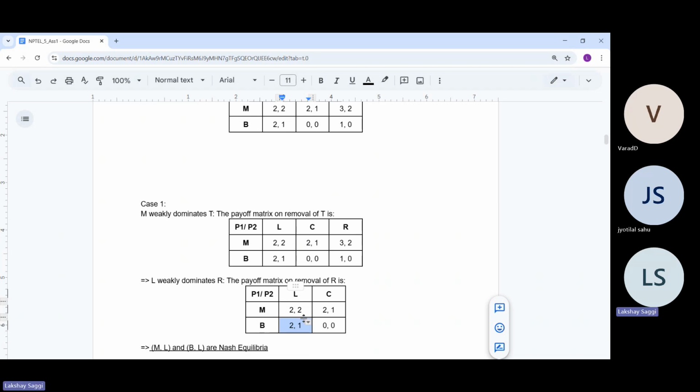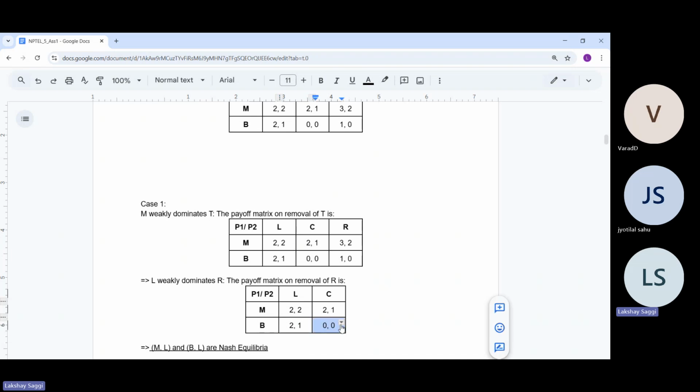For the column player, the initial payoff is 1. If the column player decides to switch, the payoff becomes 0. Since 1 is greater than 0, the column player would incur a loss by switching, so the column player again has no real incentive to switch. Neither the row player nor the column player has an incentive to switch from this entry, so B comma L is also a Nash equilibrium.